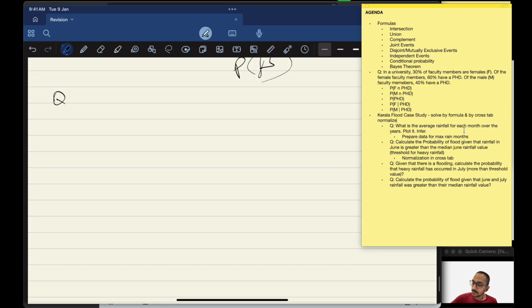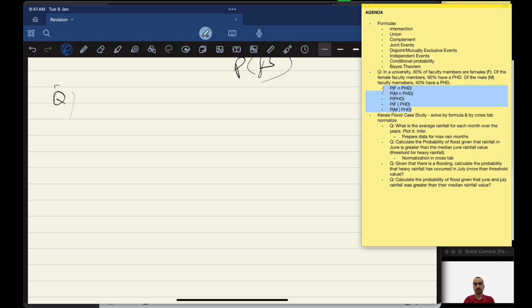Yeah, so the question is, in a university 30% of faculty members are females. Of the female faculty members, 60% have a PhD. Of the male faculty members, 40% have a PhD. Now the questions are these: what is the probability of a female faculty member given the person is a PhD?